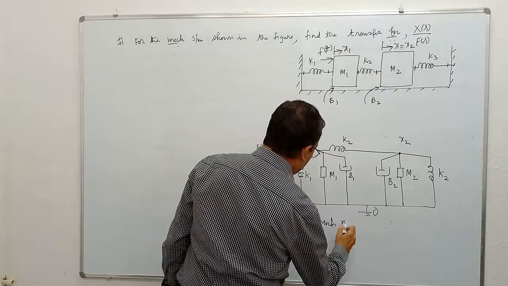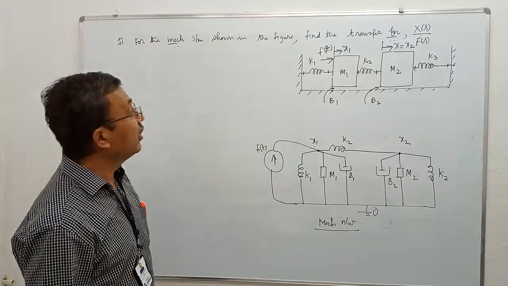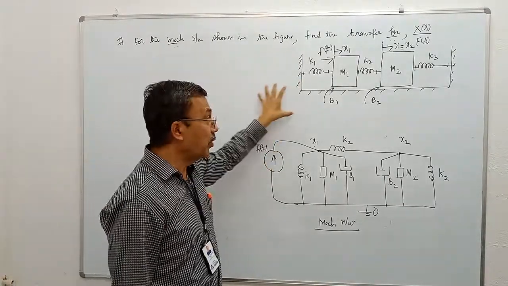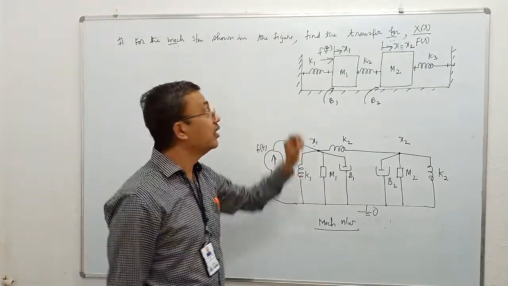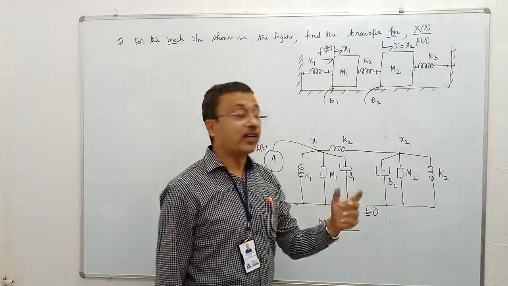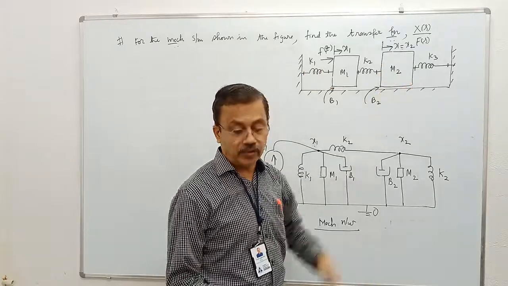Once this mechanical network is written, it's a very simple problem. But in the examination, instead of taking two nodes, if you take one node, the entire solution will be wrong. So before drawing the mechanical network, ensure that the minimum number of displacements must be equal to the number of masses, and displacements on either side of the spring and a damper must be different. Please keep this in mind.